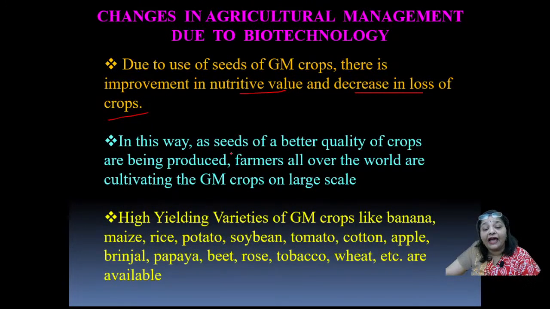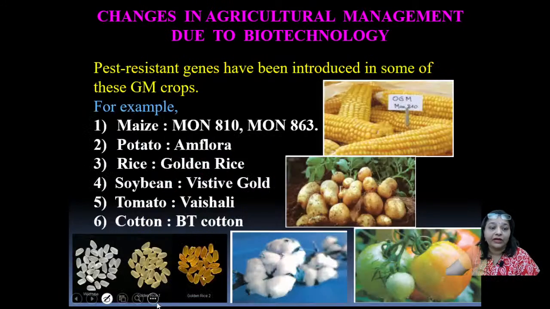In this way, as seeds of better quality crops are being produced, farmers all over the world are cultivating GM crops, of course, on large scales. The high yielding varieties of GM crops like banana, maize, rice, potato, soya bean, tomatoes, cotton, apple, brinjal, papaya, beet, rose, my gosh, so many different types of genetically modified plants are available nowadays. GM crops are available nowadays, and we are consuming the food. Is that clear?